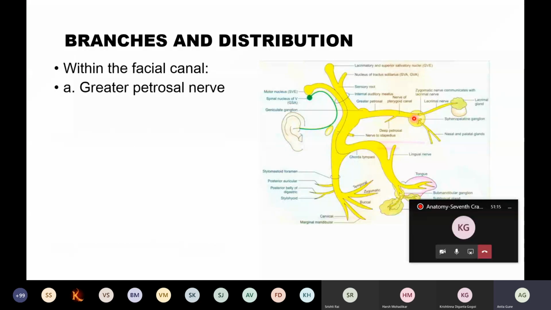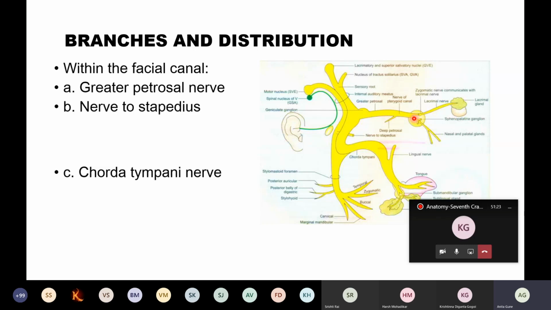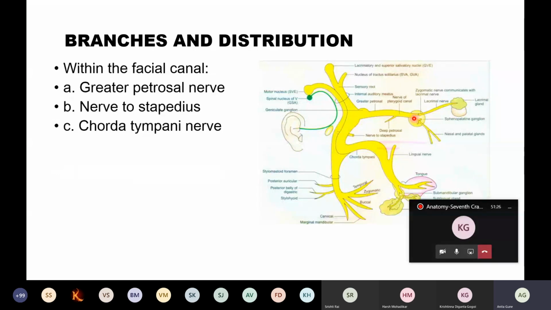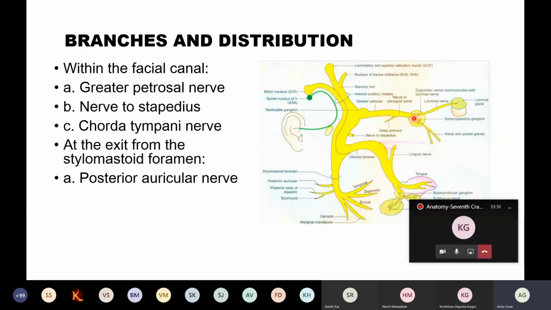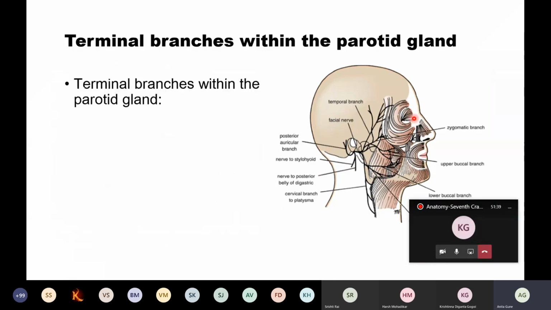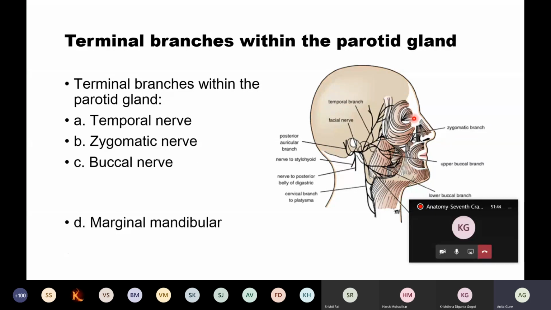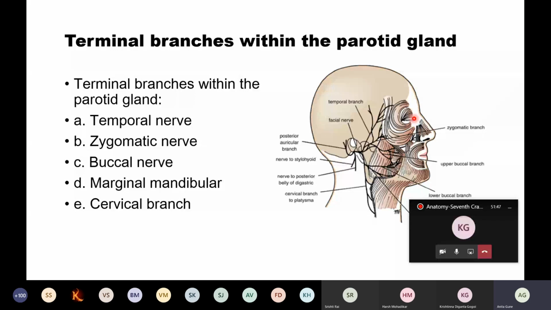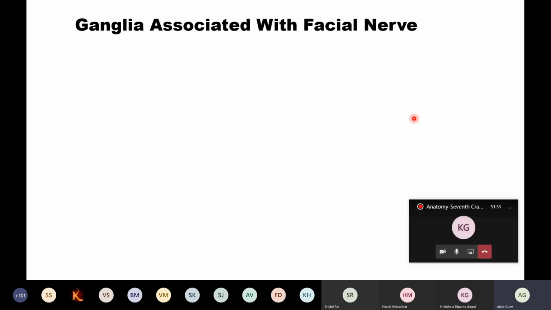Within the facial canal, we saw the greater petrosal nerve coming from the genu, or the geniculate ganglion, then the nerve to the stapedius, then the chorda tympani nerve. At the stylomastoid foramen exit, we saw the posterior auricular nerve, nerve to the digastric, nerve to the stylohyoid muscle. And the terminal branches which we saw were temporal nerve, zygomatic nerve, buccal nerve, marginal mandibular and cervical branches, which will supply all the muscles of facial expression.